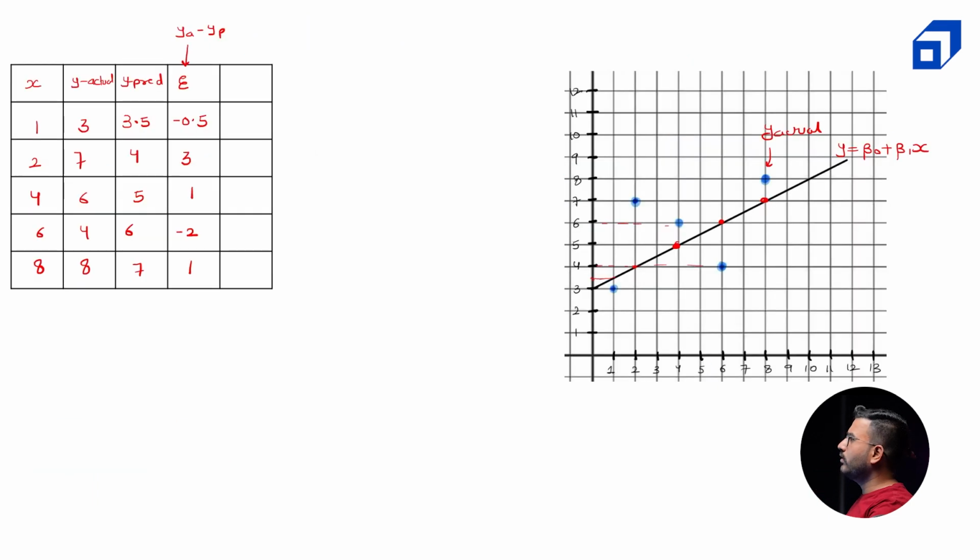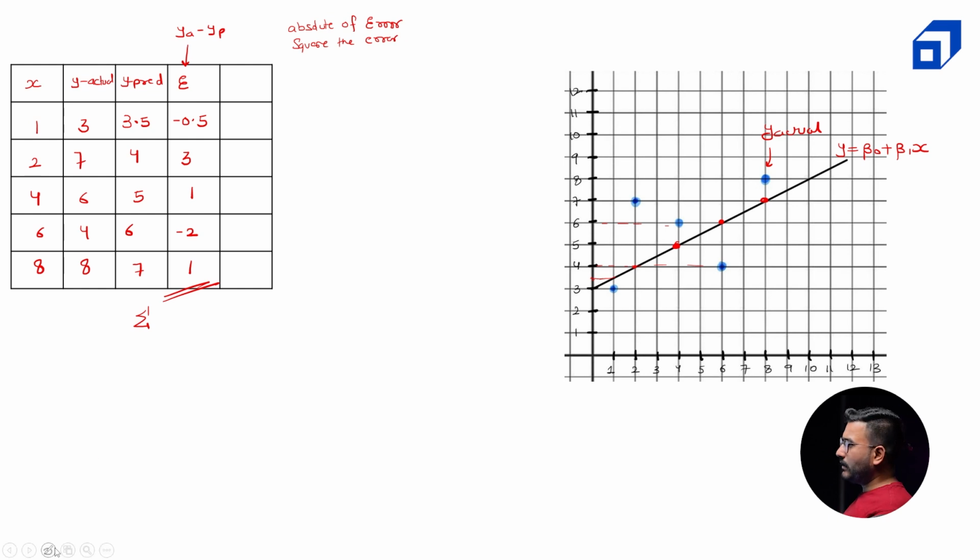But there is a problem. If I simply compute the summation, there is a problem. You can see that the positive values will cancel out negative. So this minus 2 will cancel out plus 3. This minus 0.5 will cancel out plus 1. So you will get a value which is not correct, which is going to be misleading. So there are two options. Either I should take the absolute of error, or I should square the errors.